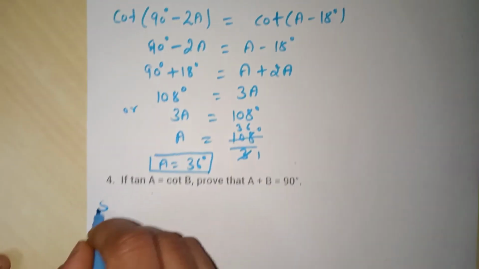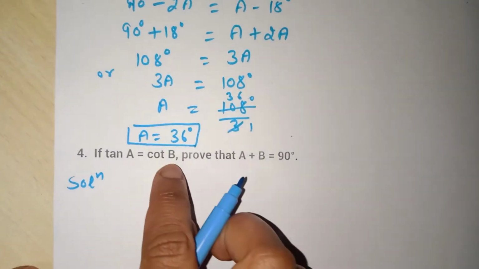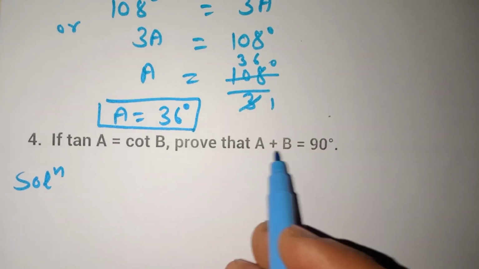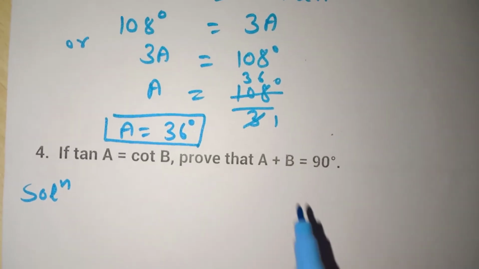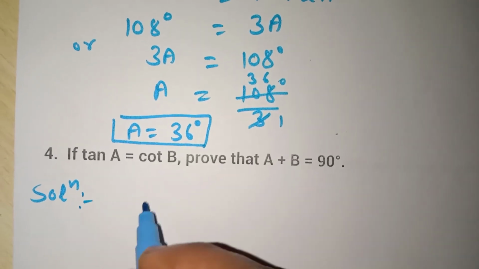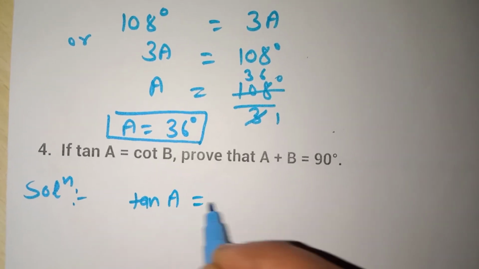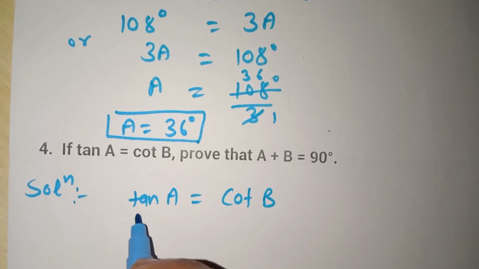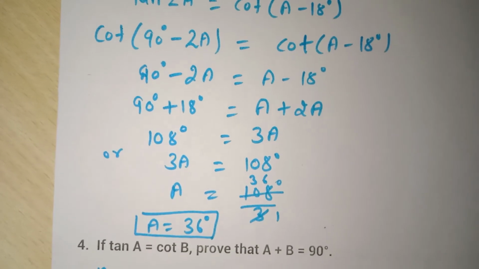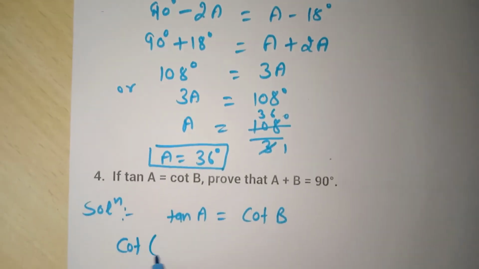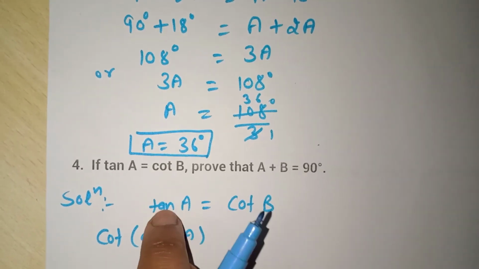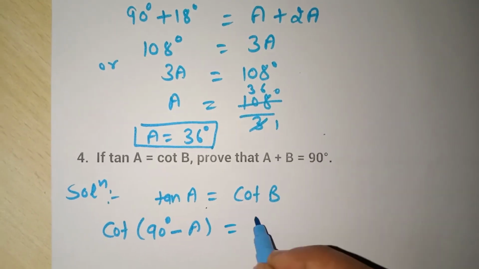Now question number 4 is, if tan A is equal to cot B, we prove that A plus B is equal to 90 degree. We have to prove that these angles A and B are complementary angles. So let's start the solution. tan A is equal to cot B. As we did in the previous question, we will write tan A as cot(90 degree minus A), because cot(90 degree minus theta) is equal to tan theta.